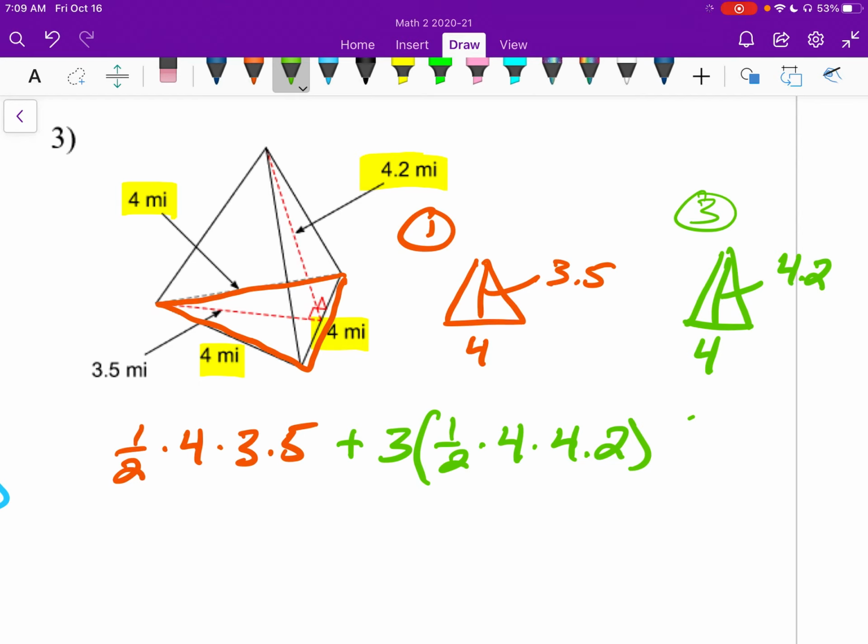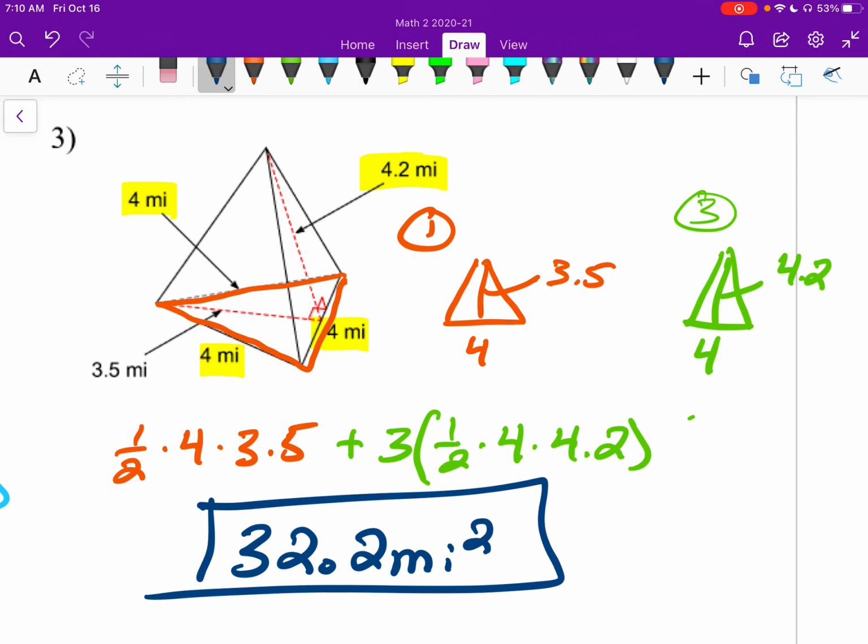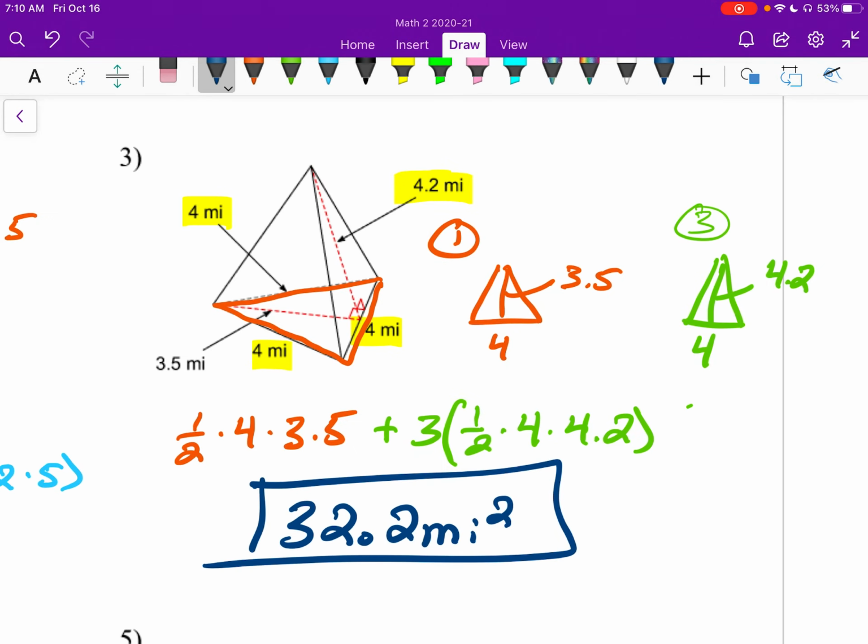So I'm going to have 0.5 times 4 times 3.5 plus 3 times 0.5 times 4 times 4.2. And I got 32.2 as my answer. My units are miles and they are squared. All right, let me draw this in. There's one of our side triangles.